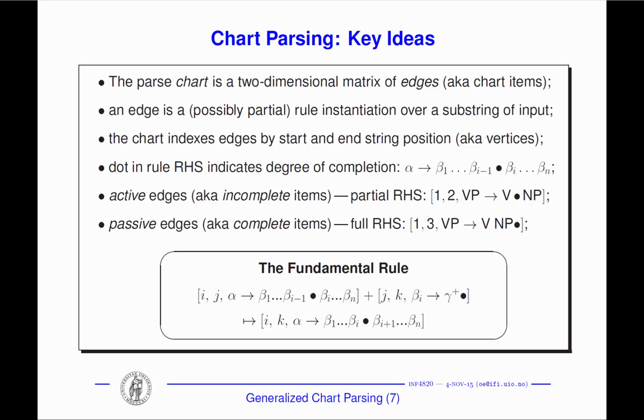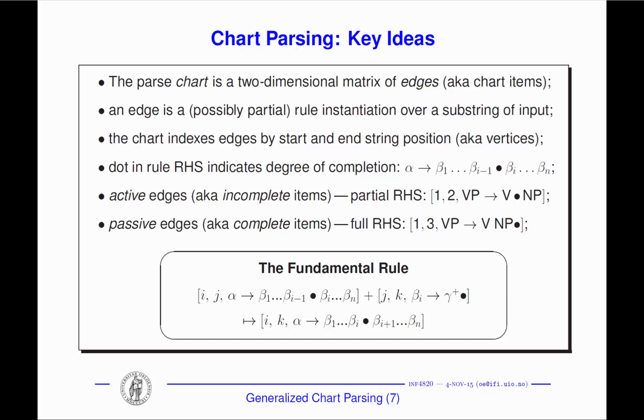So this is beginning to be repetitive, but now an edge is a possibly partial rule instantiation. So the edges are the entries in the chart cells. These chart indices we sometimes call vertices when we have this ballistic diagram with the rounded arcs in mind. When we say indices, we have the matrix view as a table in mind. And the dot somewhere between the beta 1 to beta n of a right-hand side of a production rule indicates the degree of completion.